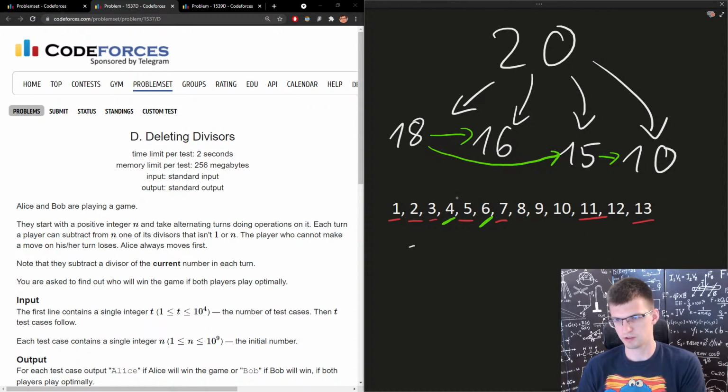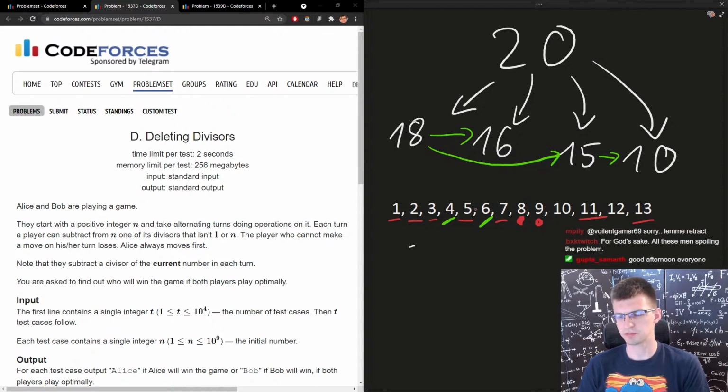Right, you can get to 3. Then from 8 you can subtract 2, and that's unusual. 8 is losing. That's the first non-prime losing value. What about 9? You can only subtract 3. What about 10? Subtract 2, but if you subtract 2 you will get 8. And if you subtract 5 you will get 5.